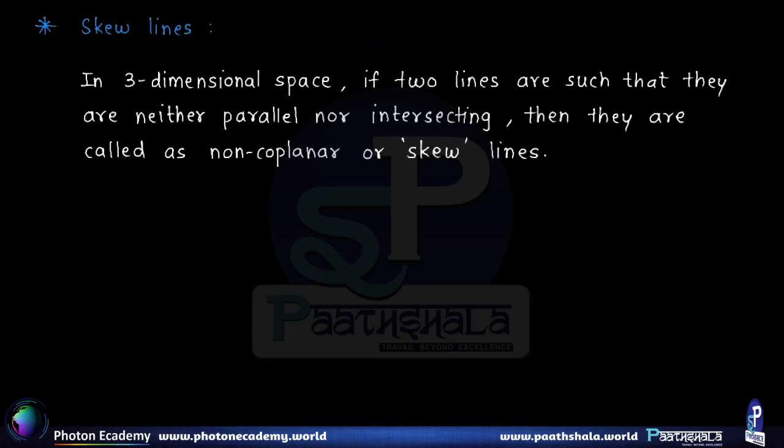Now let us learn what are called skew lines. In three-dimensional space, if two lines are such that they are neither parallel nor intersecting, then they are called non-coplanar or skew lines.